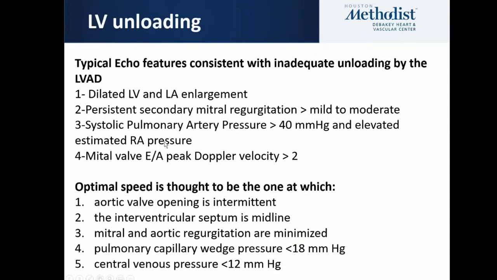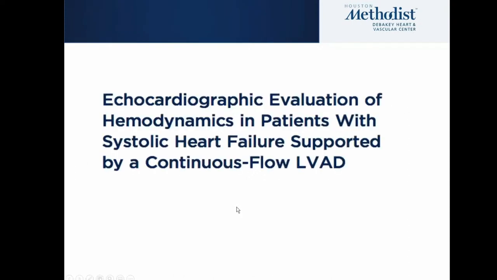Now, typical echo features that are related to inadequate unloading are dilated LA and LV, more than moderate mitral regurgitation, systolic PA pressure greater than 40, and the E to A peak Doppler velocity greater than 2. The optimal unloading is thought to be one at which you have the aortic valve opening either intermittently or closed. The interventricular septum is midline. The mitral and aortic regurgitation are minimized. The wedge pressure is less than 18, and the central venous pressure is less than 12.